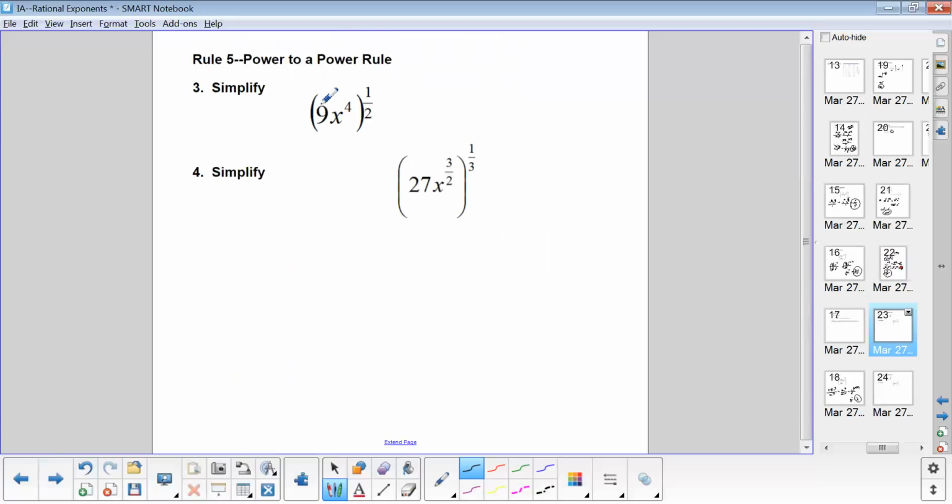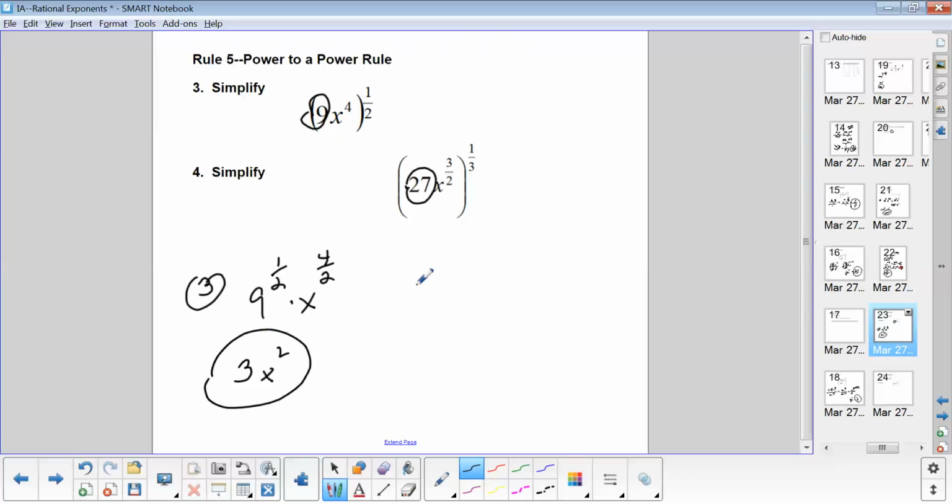Again, power to power rule. So the 9 and the 27, they both need to be taken to the 1/2 power. So number 3, it's 9 to the 1/2 times x to the 4/2. 4 times 1/2 would be 4/2. So the square root, this is really what it's saying, is the second root of 9, which is 3, and x to the 2nd power is the final result for number 3.